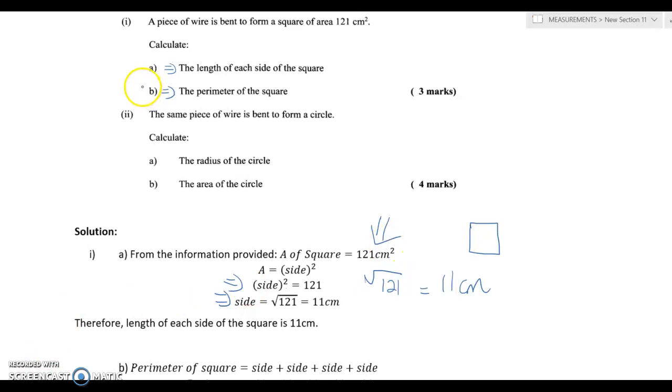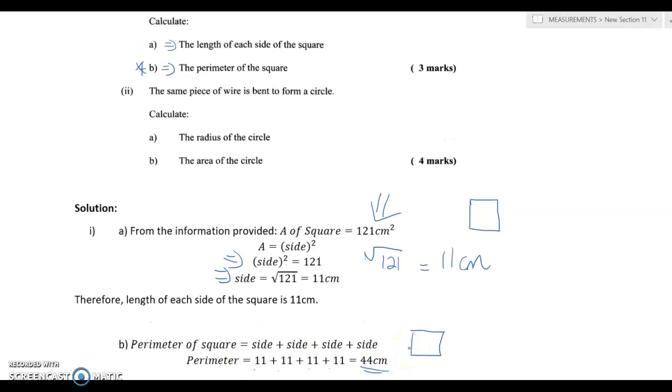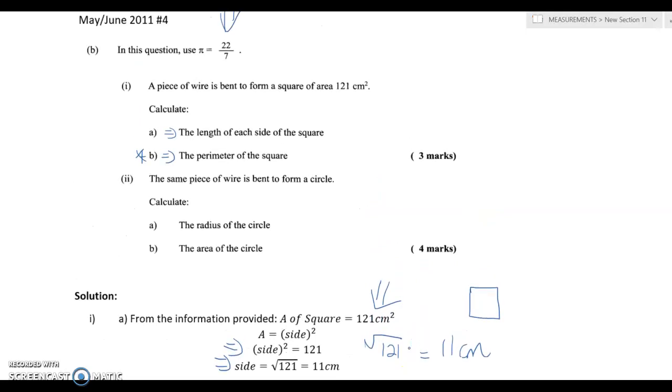Then we want to find the perimeter of the square. If we know one side is 11 cm, there are 4 sides in the perimeter of a square. So it's side plus side plus side plus side, or some people might say side times 4. Since the 4 sides in the square are equal, you just add 11 plus 11 plus 11 plus 11, you get 44 cm. So far so good. That's an easy 3 marks to get there for that first piece.